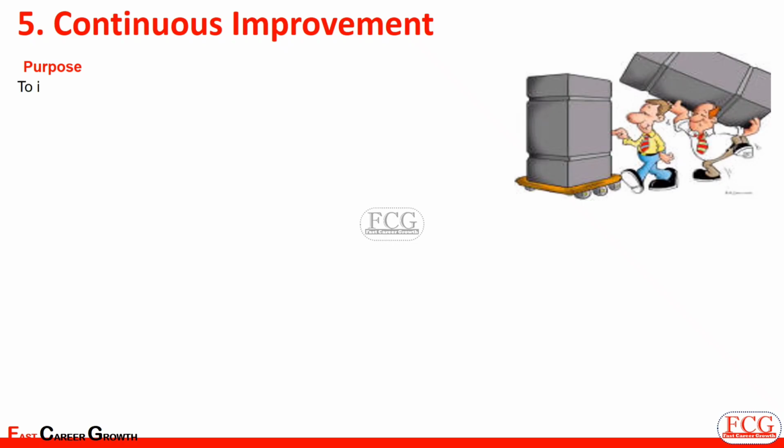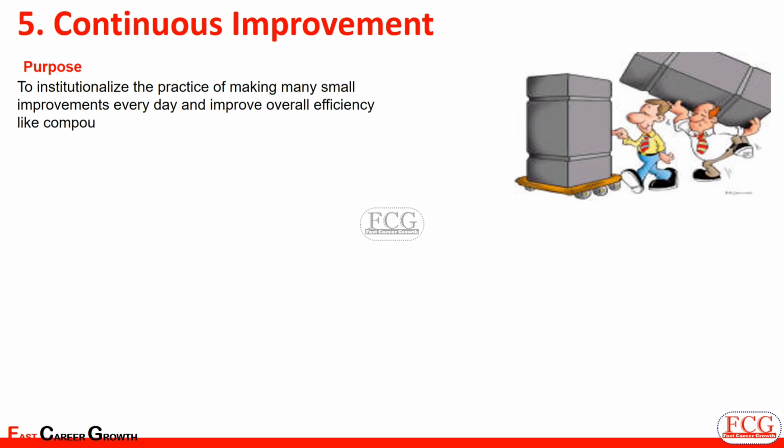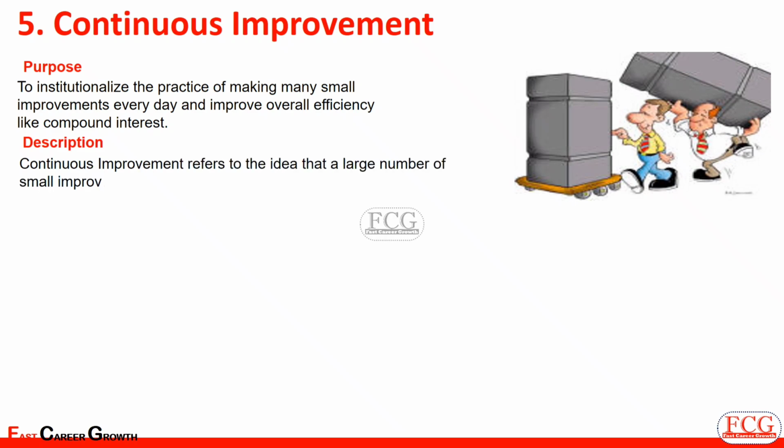Fifth lean manufacturing tool is continuous improvement. To institutionalize the practice of making many small improvements every day and improve overall efficiency like compound interest. Continuous improvement refers to the idea that a large number of small improvements in processes are easier to implement than major improvements and have a large cumulative effect.